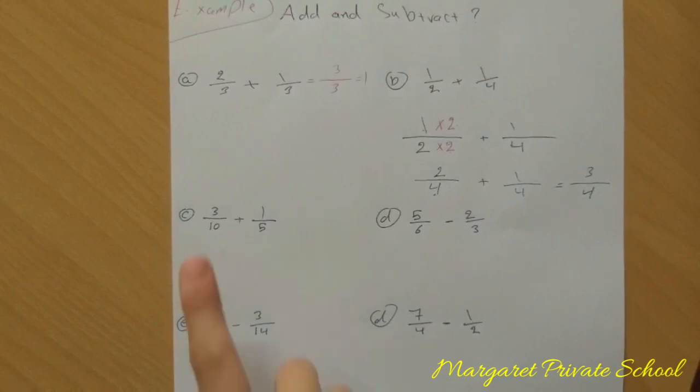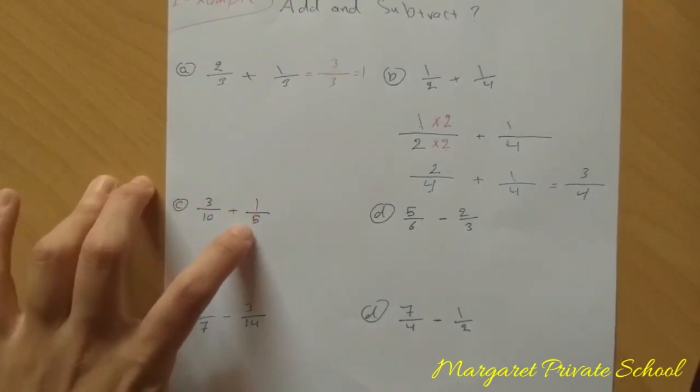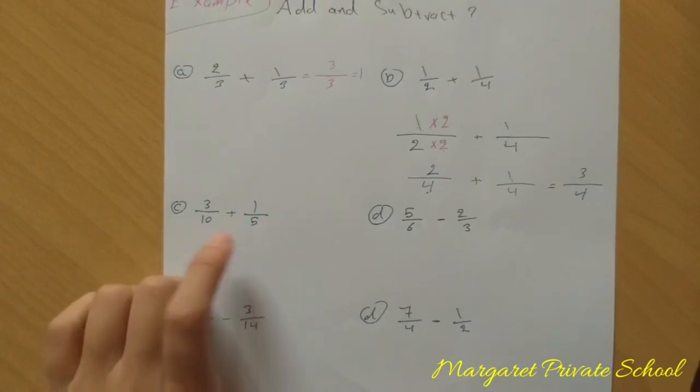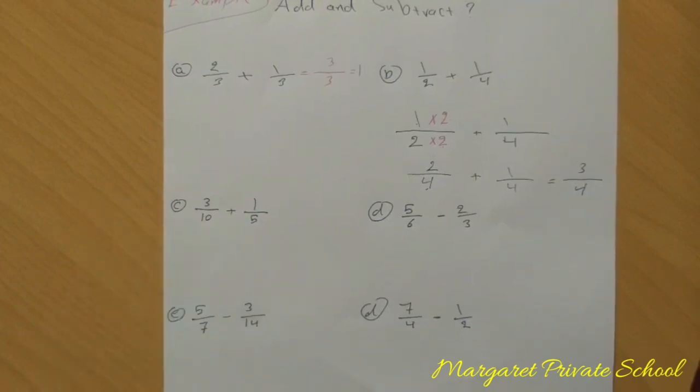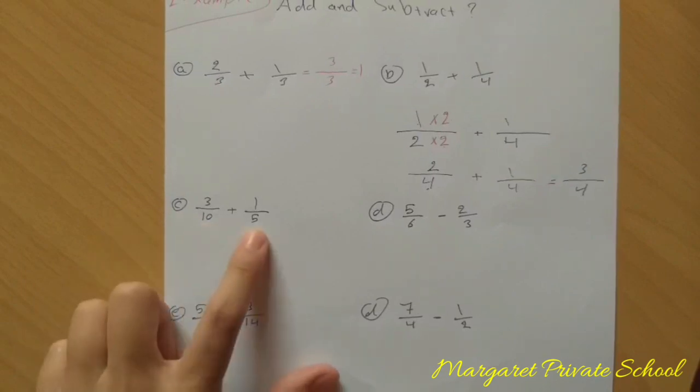Part C: 3 out of 10 plus 1 out of 5. Which denominator is less than or greater than? This denominator is greater and this other denominator is less.